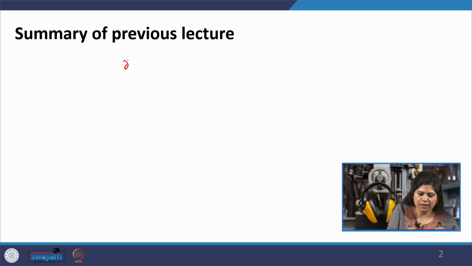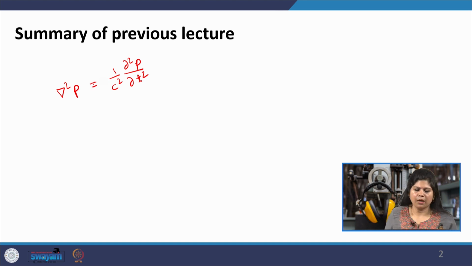To quickly summarize what we have discussed in the topic of sound wave propagation so far, we were able to derive the linear acoustic wave equation, which is given by this particular equation here. And we were also able to derive the solution for a harmonic plane wave.